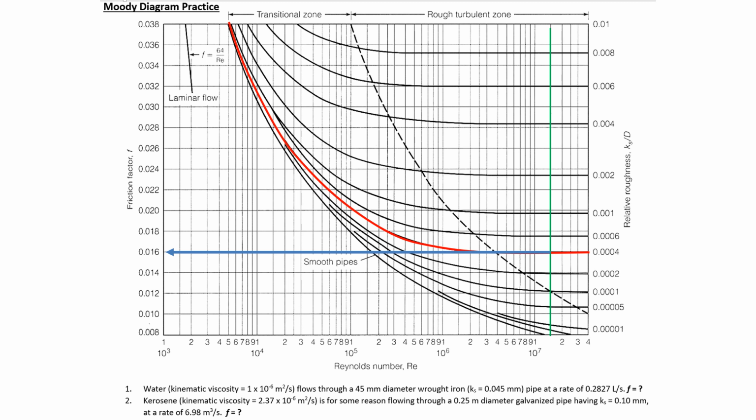By the way, I don't know that kerosene would ever flow at 142 meters per second through this pipe. That's a pretty high velocity. But that's what it takes to get a Reynolds number that high.